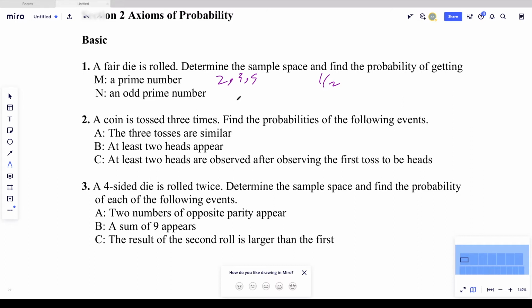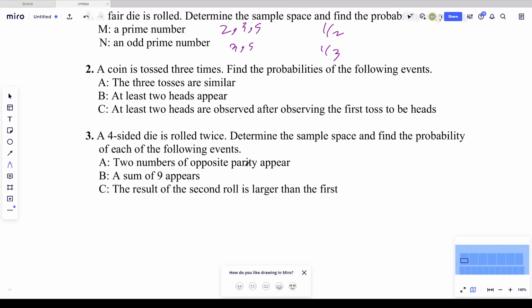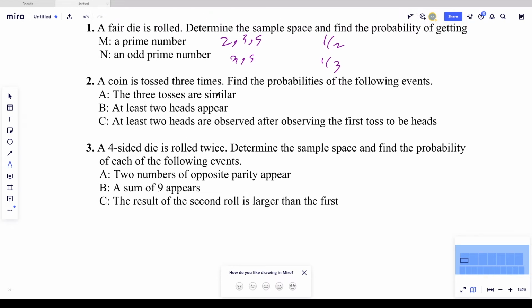Anyways, odd prime number is just omit 2, so 3, 5, and that'll be 2 over 6, so a third. 3 tosses are similar. Again, do your tree diagram. For me, I'm just going to do it quickly. I don't even have to confirm it because the idea is use the tree diagram. So 3 tosses are similar means they're the same. So heads, tails. Probability is 2 to the 3, so 8. That's the number of events. 2 over 8, so it'll be 1 over 4.